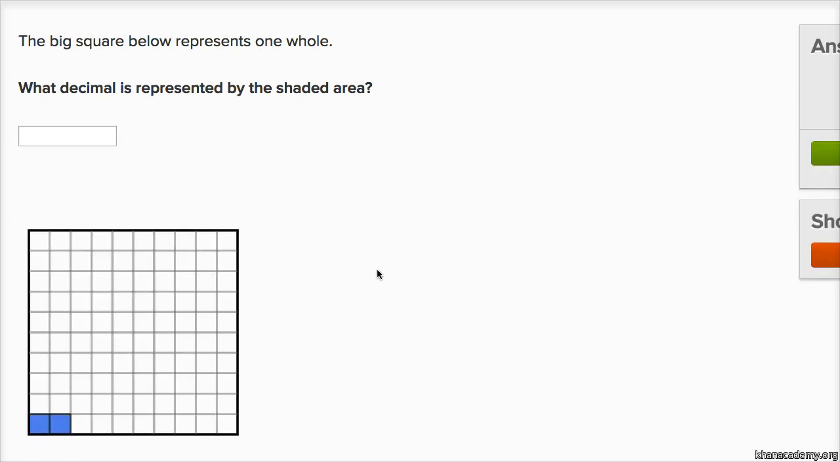All right, well, it's the same thing. We have 2 of the hundredths filled in. So I'll write 0. If I did that, that would be 2 tenths. That's not what we have filled in. We have 2 hundredths filled in. So this is 0.02, and we're done.